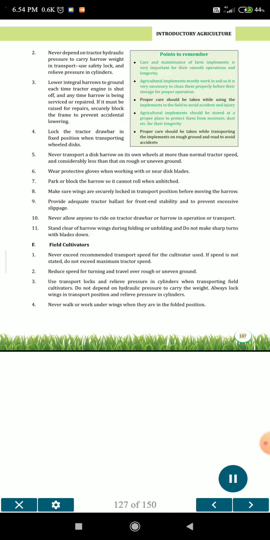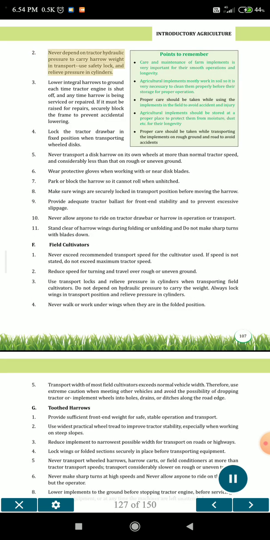2. Never depend on tractor hydraulic pressure to carry harrow weight in transport. Use safety lock and relieve pressure in cylinders. 3. Lower integral harrows to ground each time tractor engine is shut off and anytime harrow is being serviced or repaired. If it must be raised for repairs, securely block the frame to prevent accidental lowering.